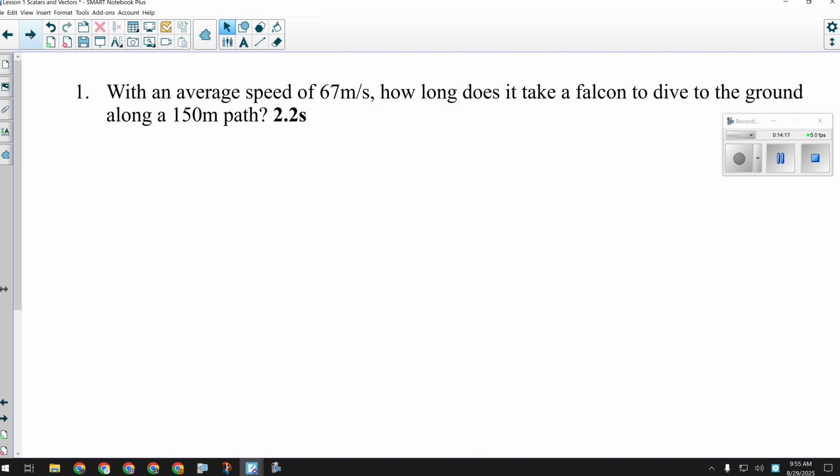Let's just have you quickly do that one. That should be pretty simple. Just a v equals d over t question, and we'll go through it. There's a couple more I'm going to want to go over today. Well, let's have a look at this one.